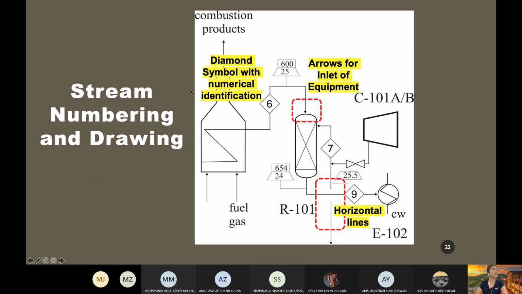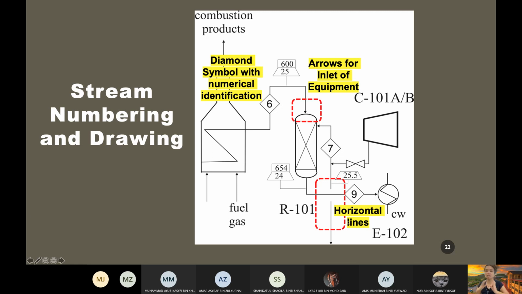Okay, for example macam ni, diamond symbol with numerical identification. Tengok macam nombor 6 ni dan ditutup dengan simbol diamond. Next, arrow for inlet equipment. So arrow tu untuk masuk kepada equipment, kena ada arrow.